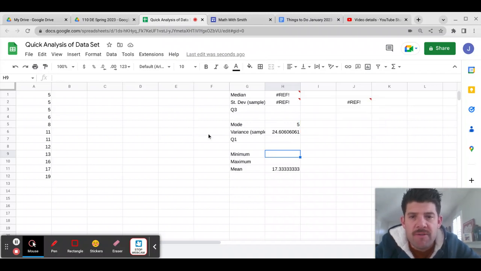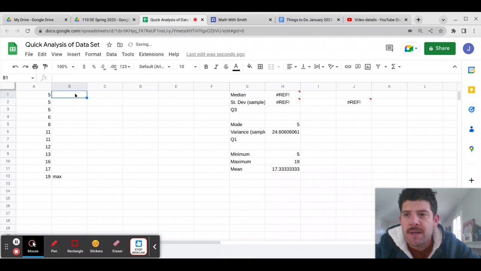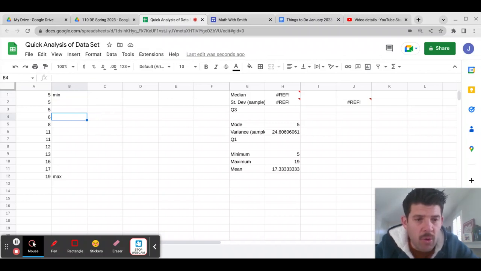Let's finish what we were trying to find. So the minimum is 5. The max is 19. And again, I'm just looking at the biggest value. This is the max. This is the min. And then the quartiles I discussed in a different video. Check that out. But quartiles comes from the word quarter.